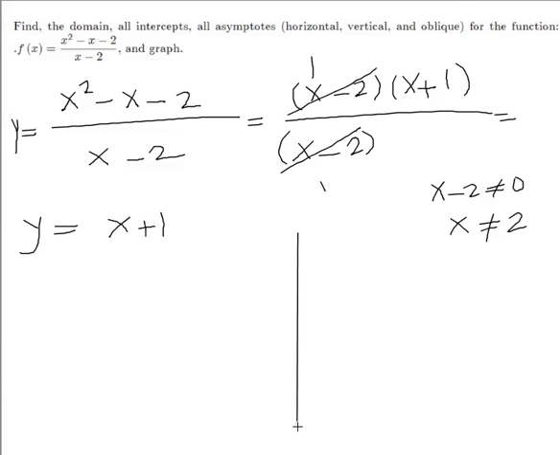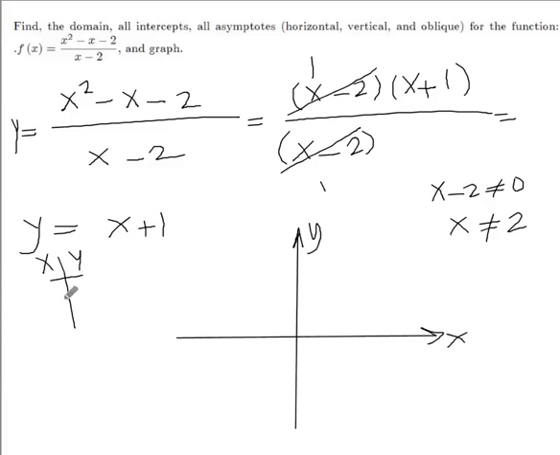This is a straight line. If I let x be equal to 0, y will be equal to 1. So my graph is going to pass through this point here. And if I let x be equal to negative 1, y will be equal to 0. My graph is also going to pass through the point negative 1.